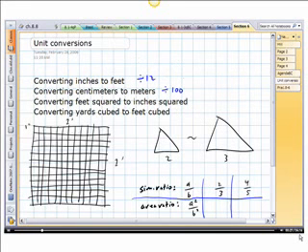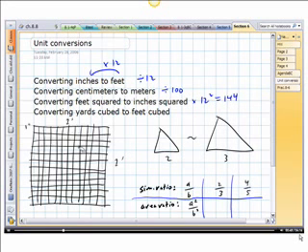If you're going from feet squared to inches squared, well, if you're going to go from feet to inches, that would be multiplying by 12. But from feet squared to inches squared, you multiply by 12 squared, which is 144. Not by 12, by 144. One way to look at it is if you've got a foot here and a foot here, 12 squares and 12 squares, well, overall there's 144 of these little squares in the big square.